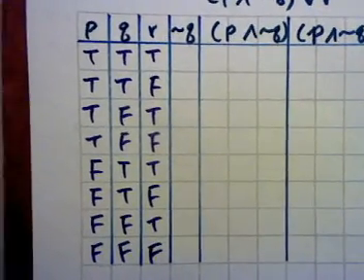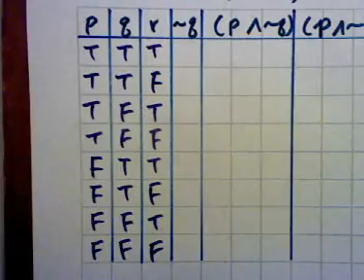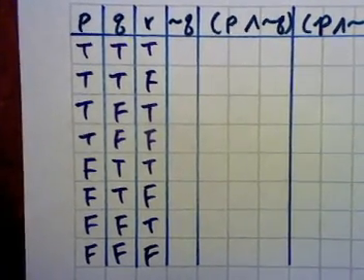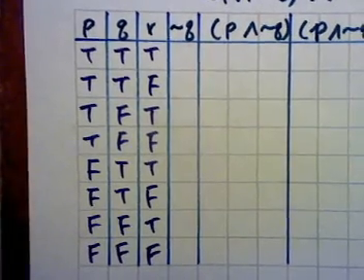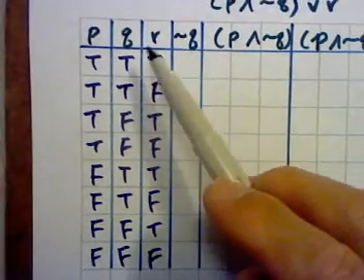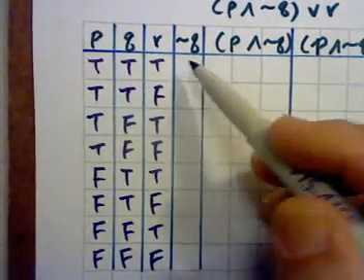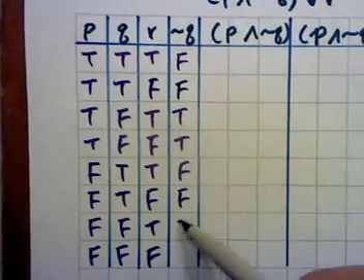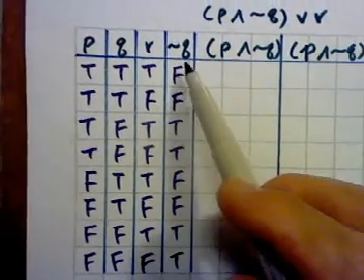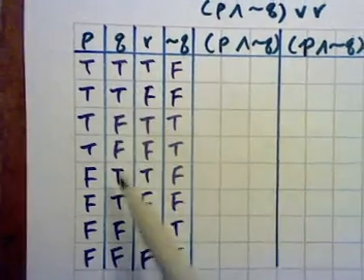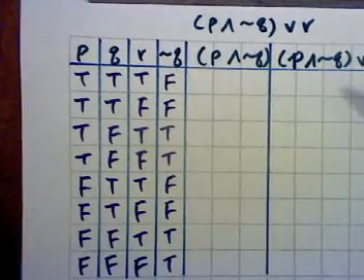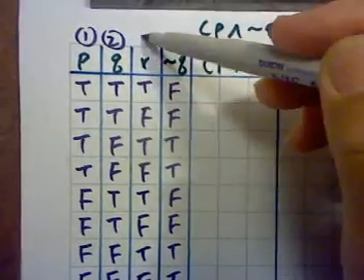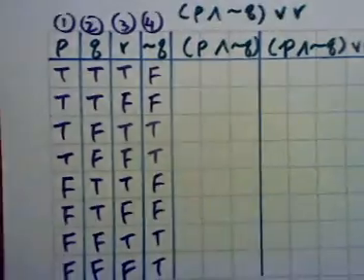Again, these 8 are the only possible combinations of T's and F's. There are no more. Then let's continue. Not Q is a negation of Q, so it's going to be F, F, T, T, F, F, T, T. I just reversed what I had under Q. Here things are getting a little bit messy, so I'm going to label the columns: column 1, column 2, column 3, column 4.